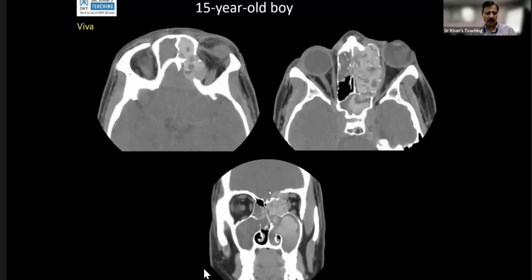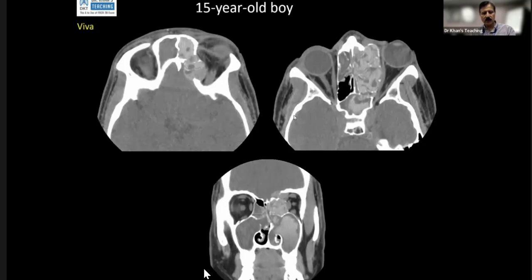This is another case of fungal sinusitis, where you can see bony destruction, expansion, and extension into the orbit and the intracranial cavity. Key point is this high density material.